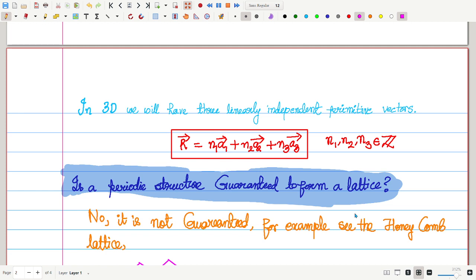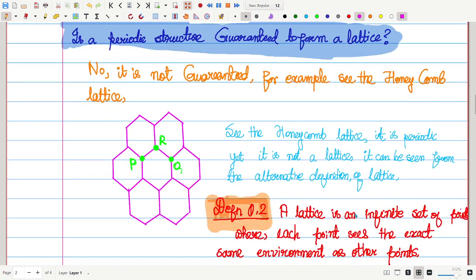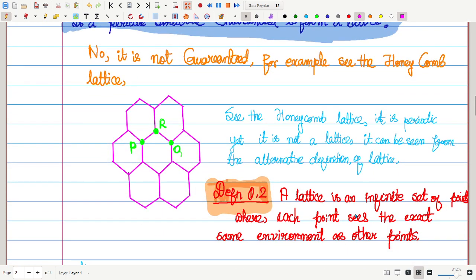The answer is no, because let's say, for example, we see this honeycomb lattice. There are some hexagons attached to each other, but you can see there are three kinds of points: P, Q, and R. So another definition of the lattice, as we can see in definition 0.2, is an infinite set of points where each point sees the exact same environment as the other points.